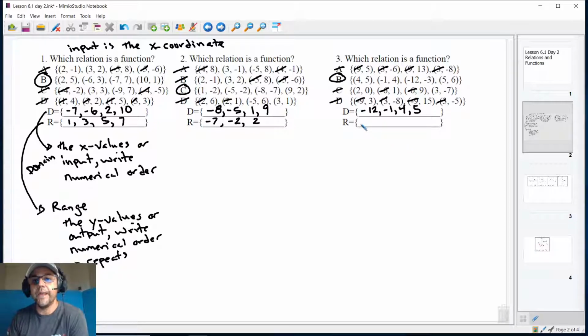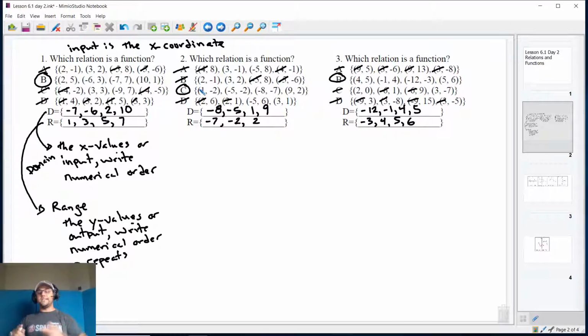All right, the range, the y values. Let's see, smallest is -3. Then it goes 4, 5, 6. Again, I'm looking at the y's. I've seen some students actually lightly cross them off, but I think that looks too much like this here where you're crossing off the bad group of friends.